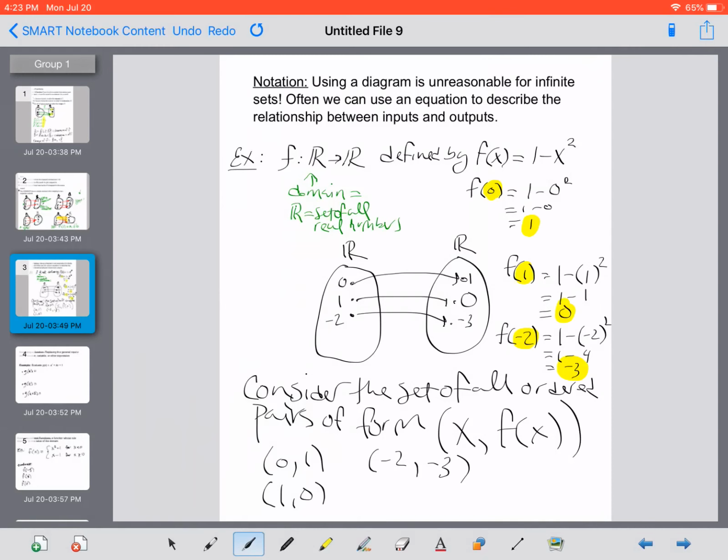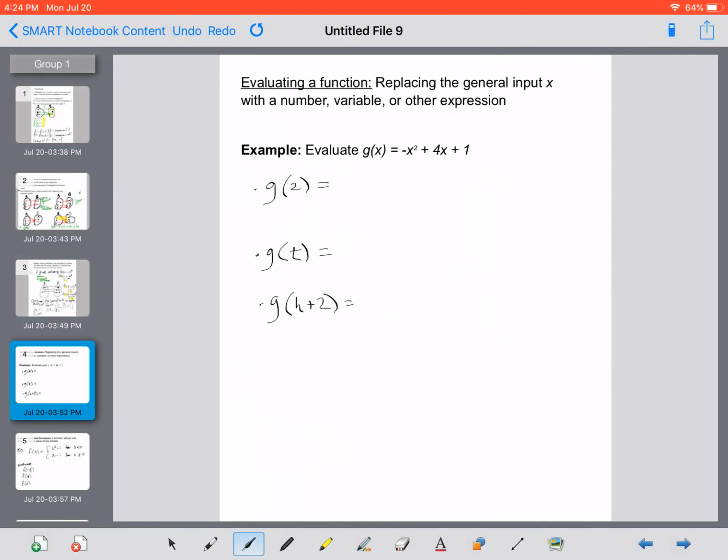All right, but notice what we did here was, in order to find these ordered pairs, we took a bunch of different possible inputs, different possible domain values, and plugged them into that function, replacing x with that particular input. We call that evaluating a function. So to evaluate a function means to replace a general input x with a specific number that's in the domain, or some other variable or some other expression. So let's look at a couple more examples of that, because we've already evaluated the function f at various real numbers, but we can also evaluate a function at different variables and expressions.